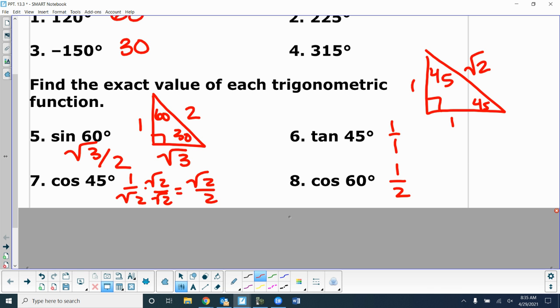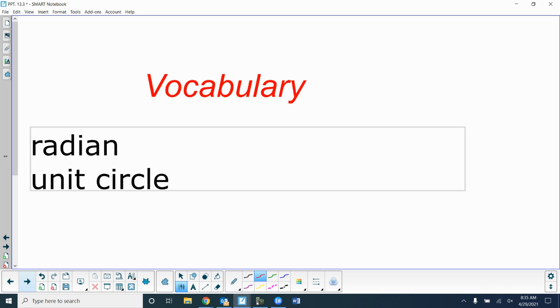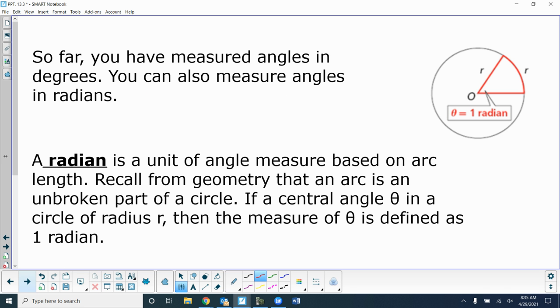All right, so we're going to convert angles between degrees and radians. We already know how to do that, right? We worked on that already this week. We'll review it again. And then we're going to start talking about that unit circle that I showed you a little bit of yesterday. Okay, radians, unit circle.